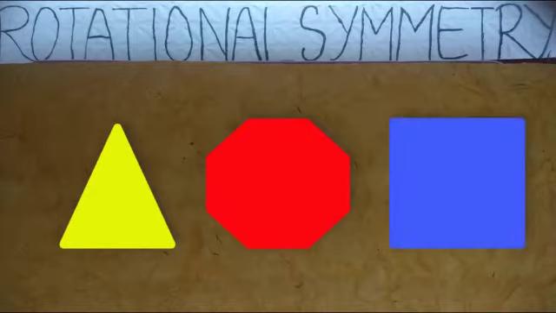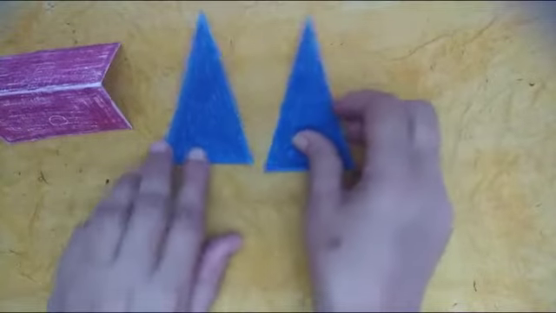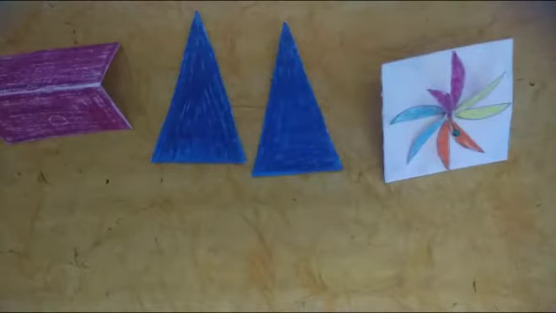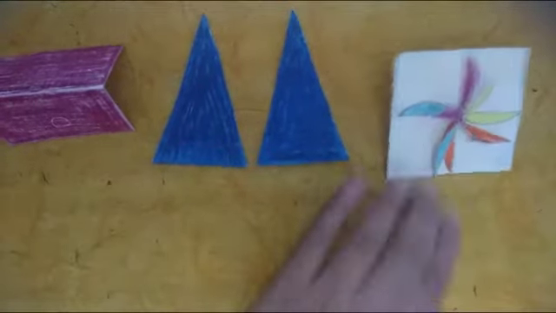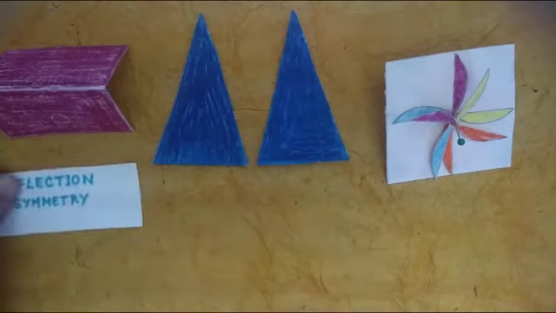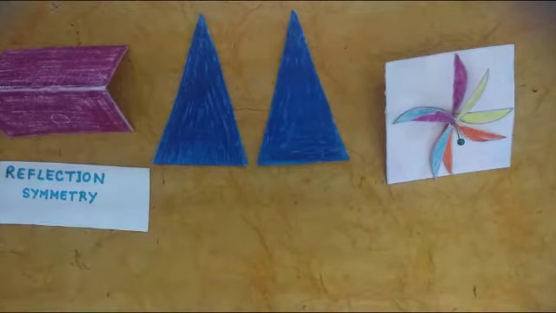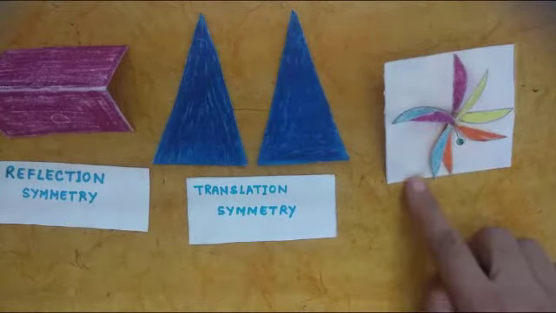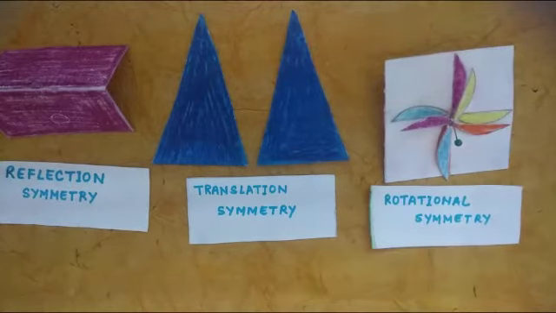Before we proceed, let us recall some symmetrical shapes. When one shape becomes exactly like another if we flip it, slide it or turn it, then the shape is said to be symmetrical. These are symmetrical shapes. In the first case, the symmetry is called reflection symmetry, while in the second case, it is translation symmetry, and in the third case, the symmetry is called rotational symmetry.